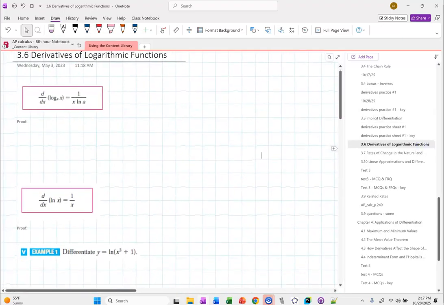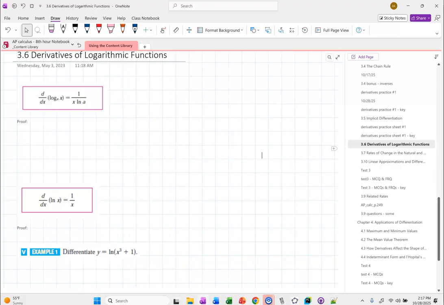On to 3.6, where you're going to be introduced to your last derivative shortcuts or derivative rules for the entire course. They are how to do the derivatives of logarithms. So our first rule says the derivative of log base a of x is equal to 1 over x times the natural log of a.